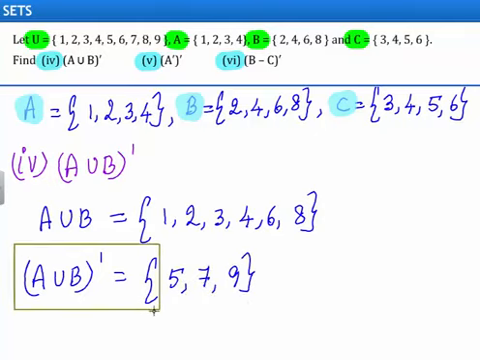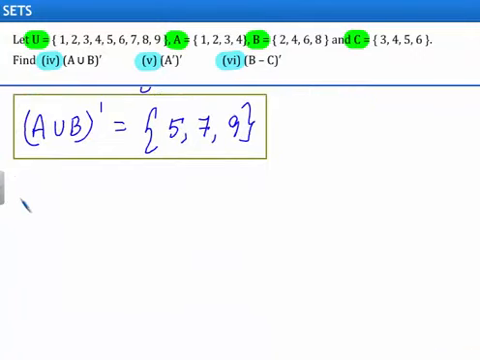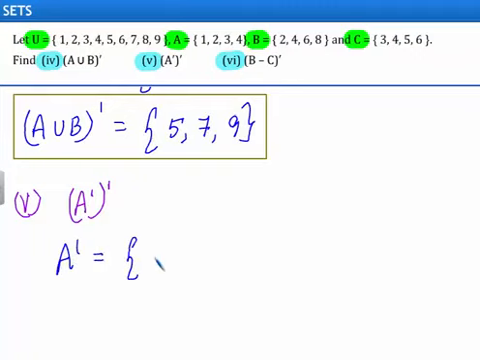Thus we have found the complement of the set A union B. In the next part of the problem, we need to find the complement of the set A complement. First, let us find A complement. This will be equal to the set of those elements which are in the universal set but not in the set A. So they are 5, 6, 7, 8, 9.